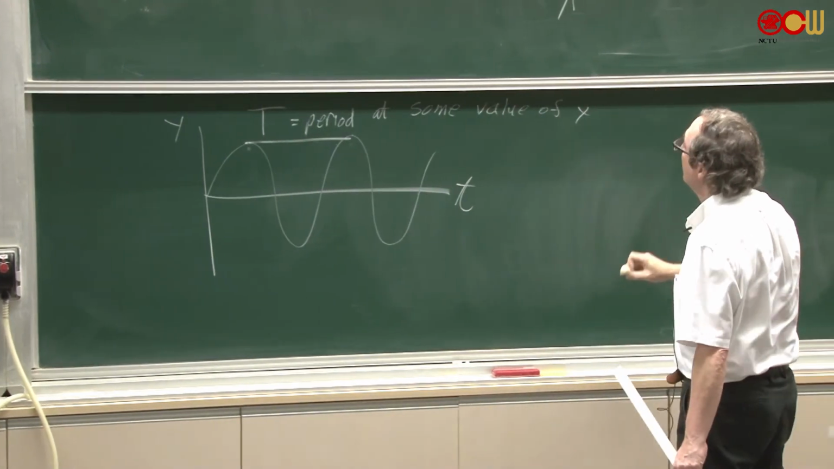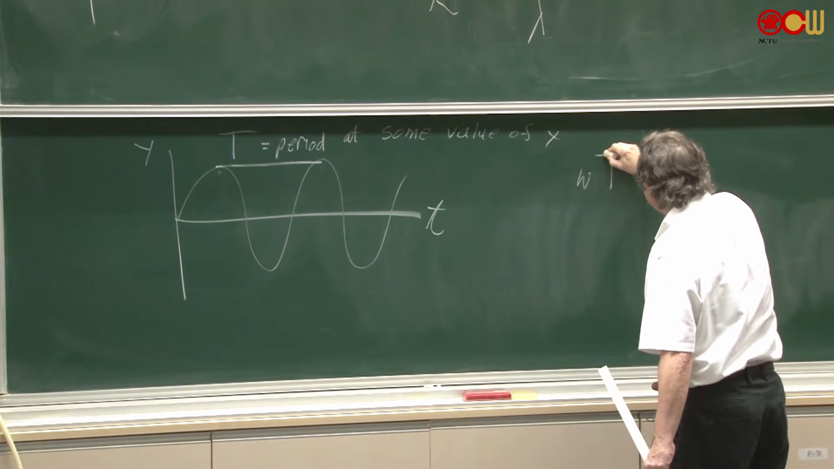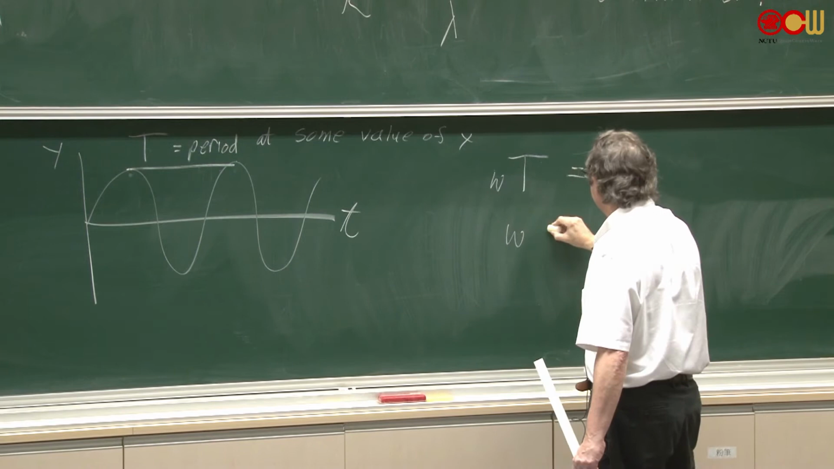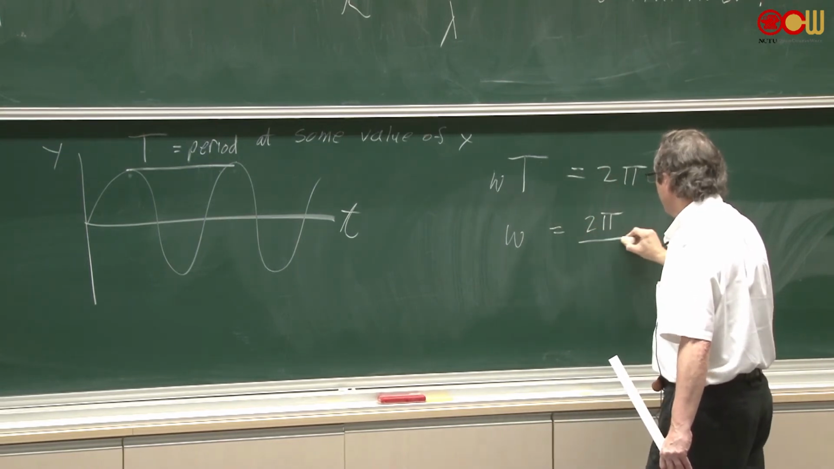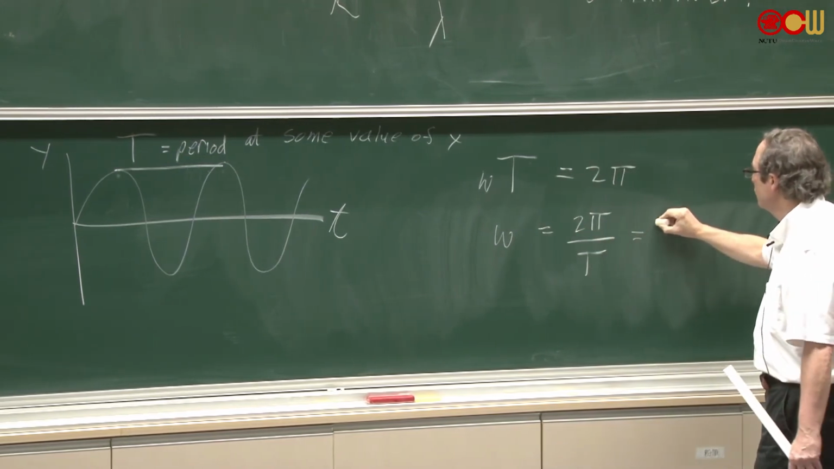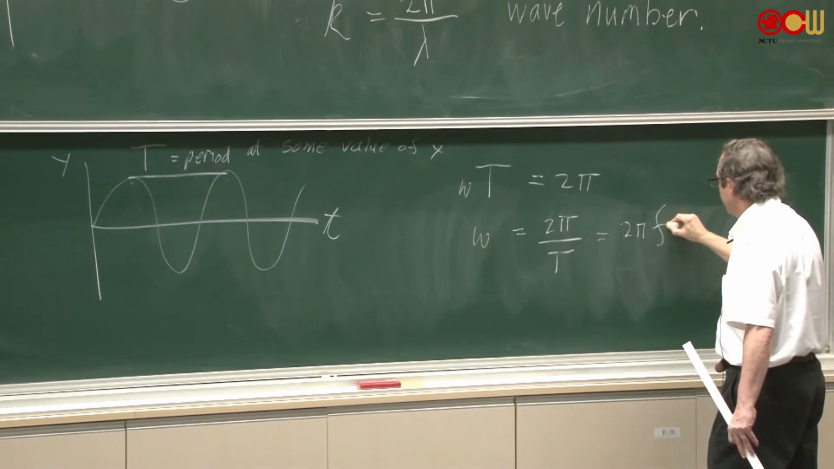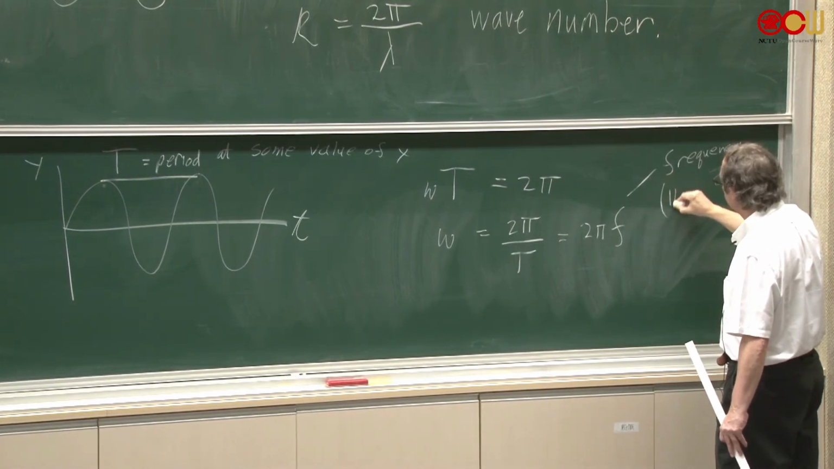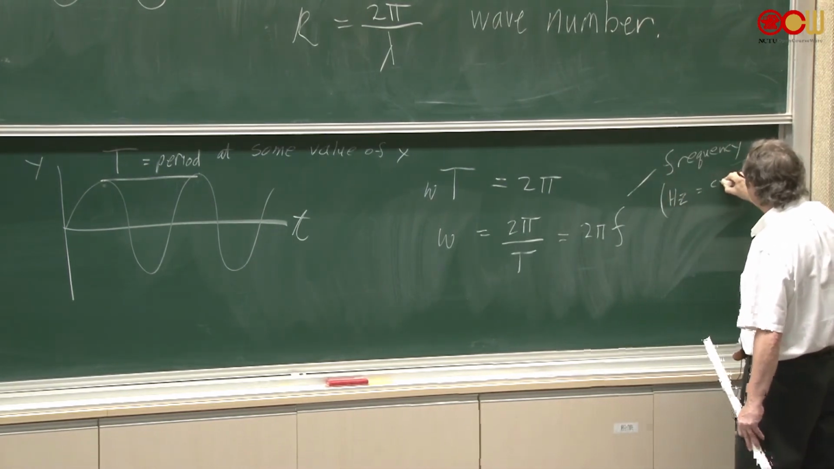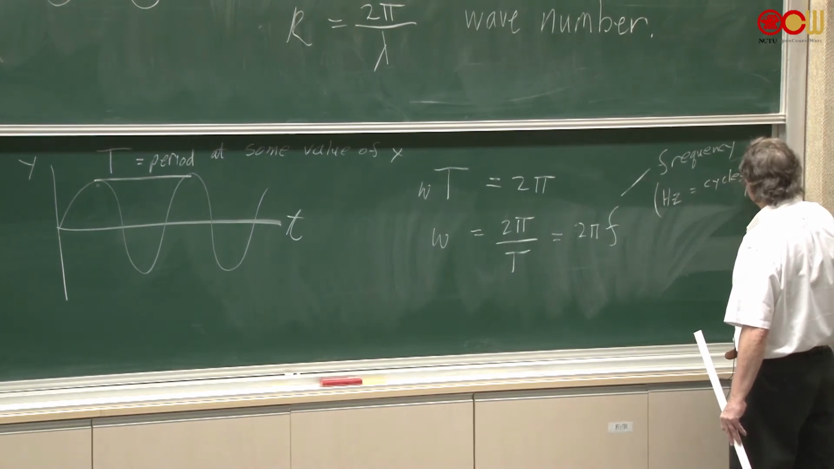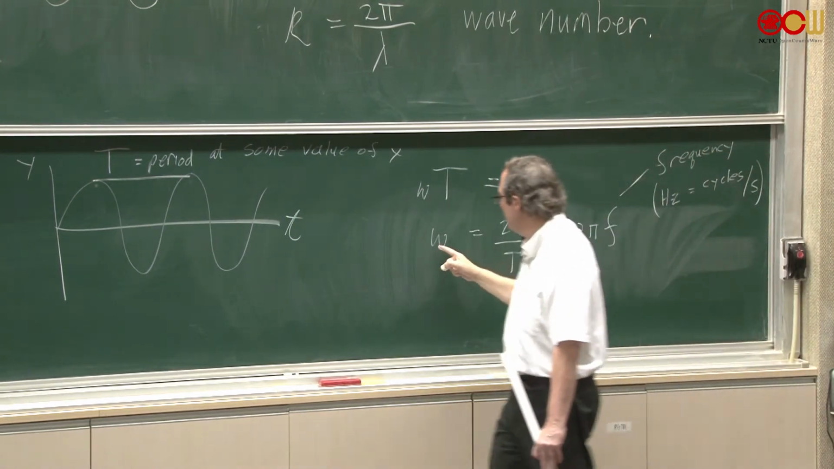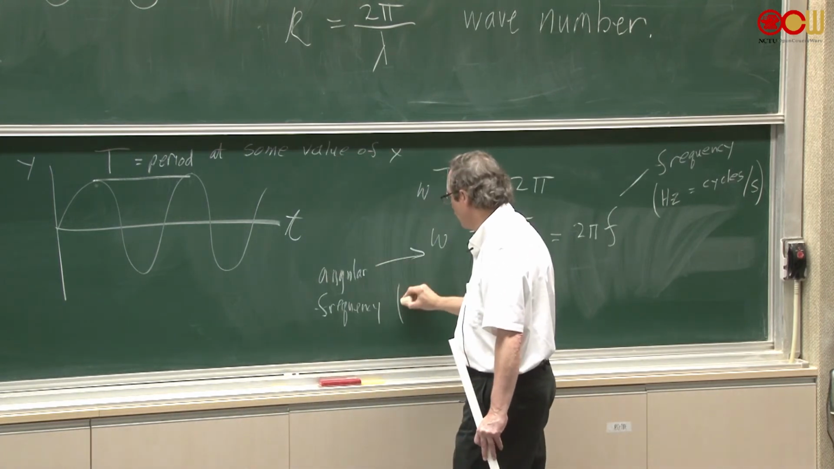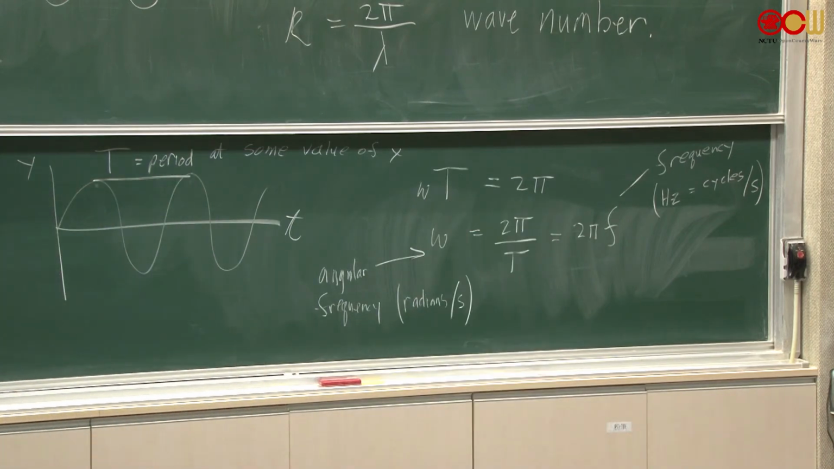Just like up there, we have omega times the period is equal to 2 pi. So we have omega equals 2 pi over the period. And that's also equal to 2 pi times f. F is the frequency. It's in hertz, which equals cycles per second. And omega is the angular frequency, which is in radians. So now we have that.